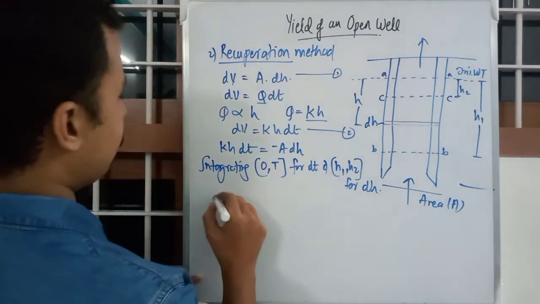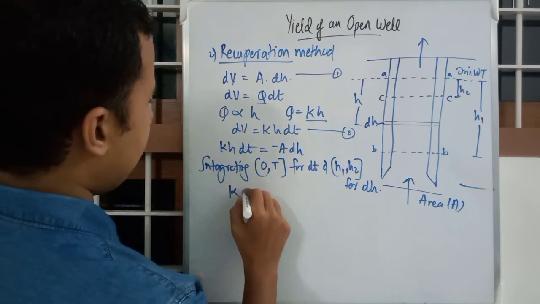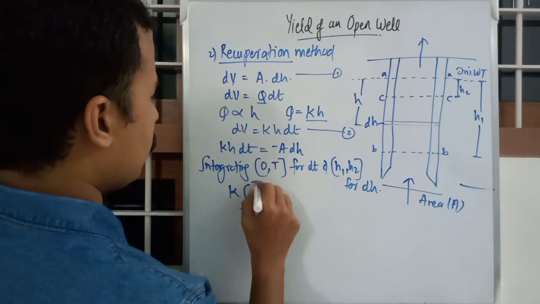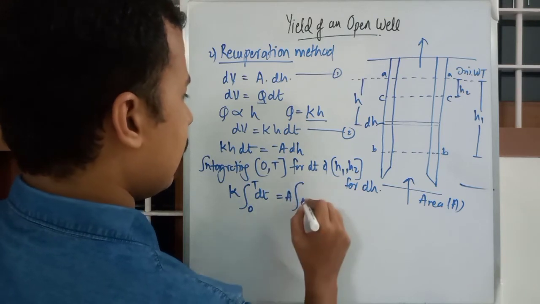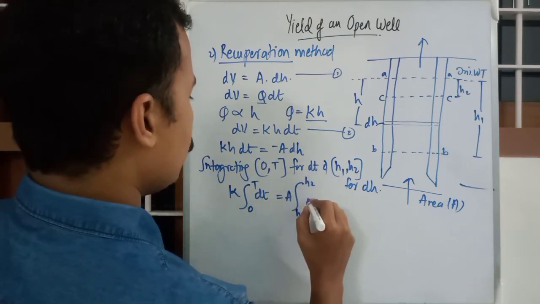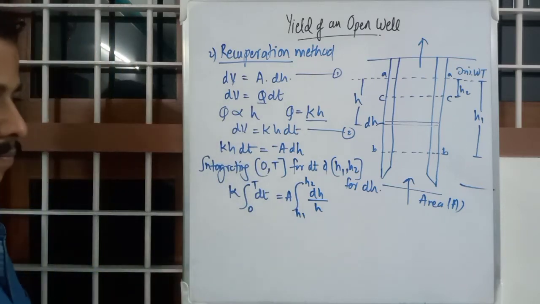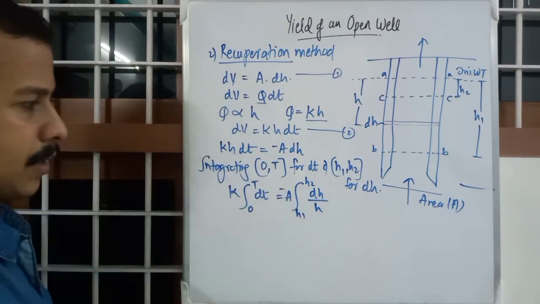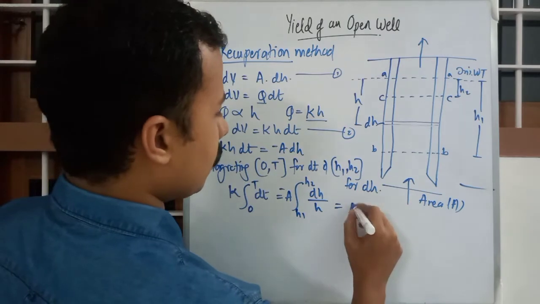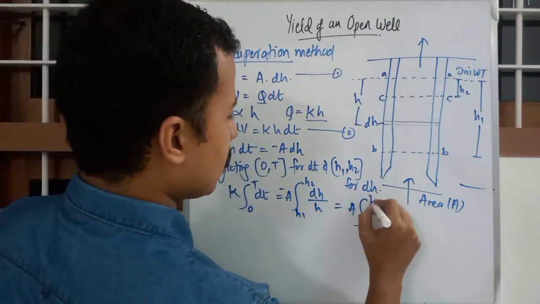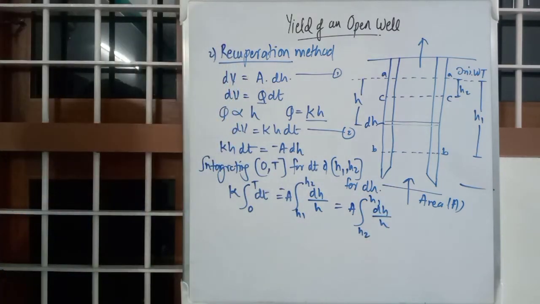So integrating, K integral 0 to capital T dt is equal to A integral H1 to H2 dH by H. We are taking this H to this side, so there is a minus sign in here. To remove this minus sign, we will exchange these limits. That is equal to A integral H2 to H1, eliminating the minus sign, dH by H.